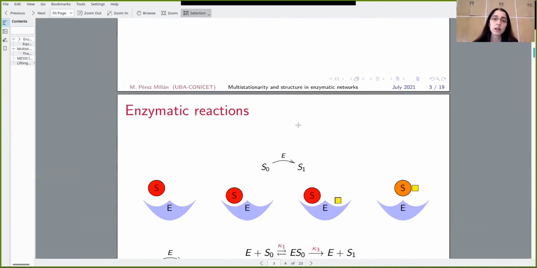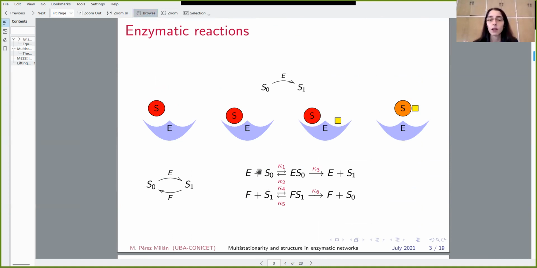So the actual graph that we write, the graph of reactions, is this one. So E plus S0 binds to ES0. So you have E, you have S0, they bind into this intermediate species, and then they unbind, and you get E plus S1. And there's usually the reverse reaction, let's say, where there's another enzyme F that transforms S1 into S0.